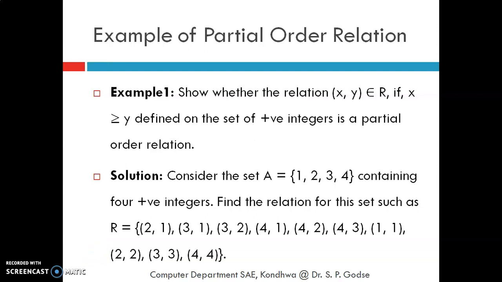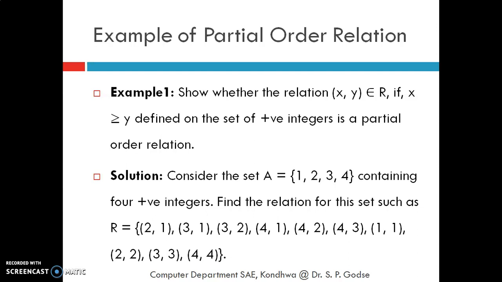Let's see some examples of partial order relation. First example: show whether the relation (x, y) belongs to R if x is greater than or equal to y, defined on the set of positive integers, is a partial order relation. So here, consider the set A of positive integers, containing the elements 1, 2, 3, 4. So these are the positive integers.